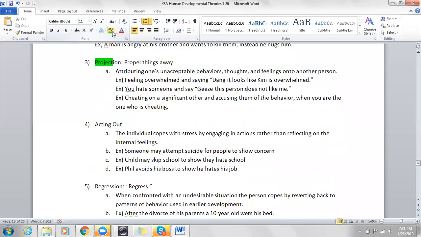Acting out. The individual copes with stress by engaging in actions rather than reflecting on the internal feelings. Example 1. Someone may attempt suicide for people to show concern. They don't really say that they're hurting or anything, so they just attempt suicide to show people the message anyhow. Someone may skip school to show that they hate school.